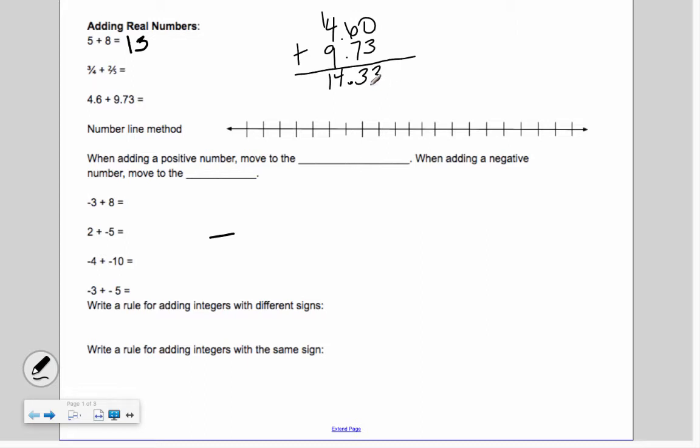Now, I want to point something out here. This does not mean that this is 1/3. Okay, 0.33 is not the same as 1/3. So just keep that in mind.